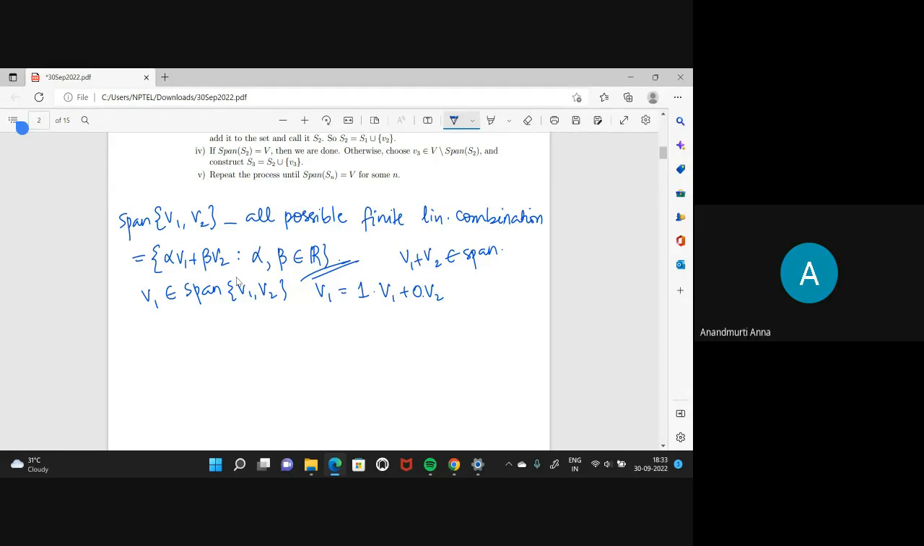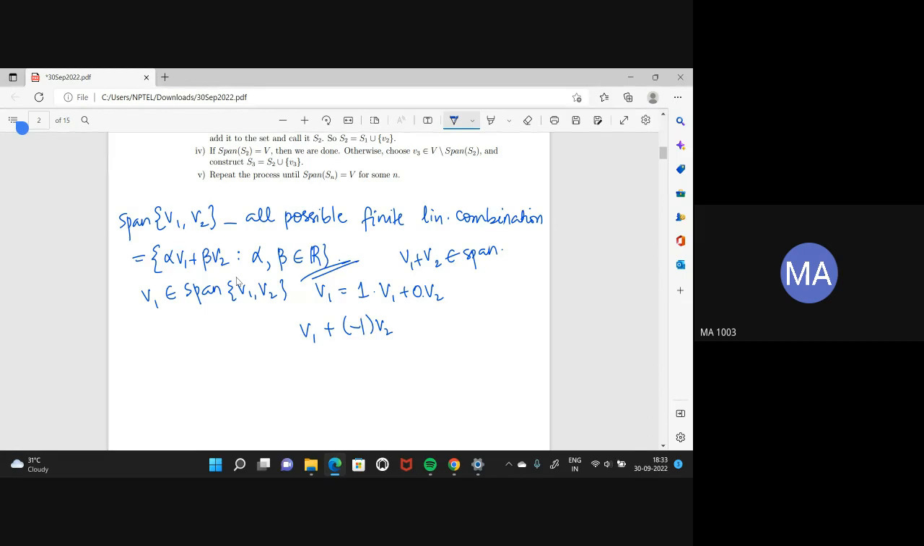But you are telling like alpha V1 minus beta V2 will also be in the span. Minus can be seen as -1 times V2, right? So this is considered scalar multiplication and addition. So in a vector space, the only things we do are scalar multiplication and addition.